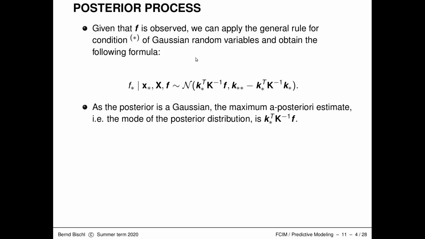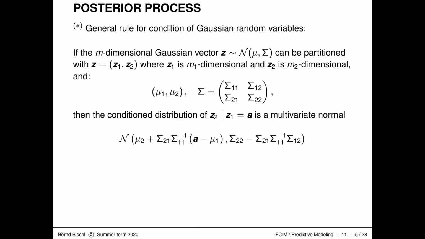So how does this formula come about? As always for Gaussian processes, it boils down to pretty simple linear algebra, which is all based on simple formulas known from the Gaussian distribution. So there's a general rule for how to condition on Gaussian random variables and compute their conditional distribution.